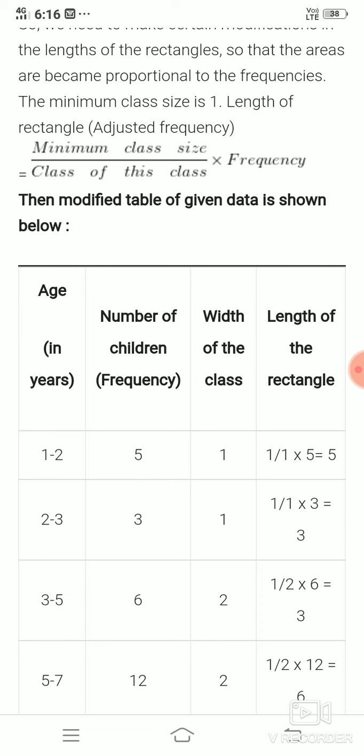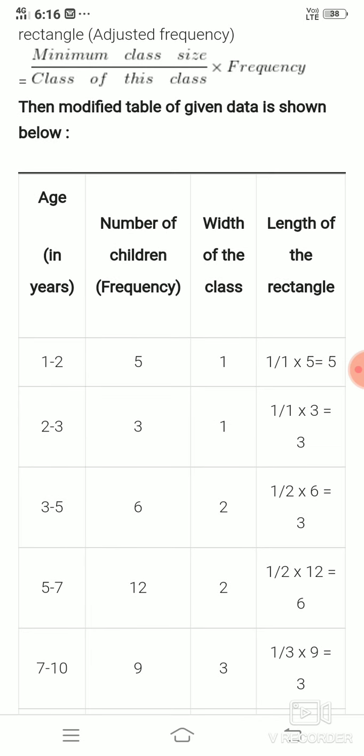So 2 to 3, no change, 3. But 3 to 5 the width is 2 given. So for 3 to 5, it's 1 by 2 into original frequency 6, that is 3. Right? 1 by 2. For 5 to 7 the same, 1 by 2, the difference 5 to 7 is 2. So 1 by 2 into 12, 6. So you are segregating the frequency like that.